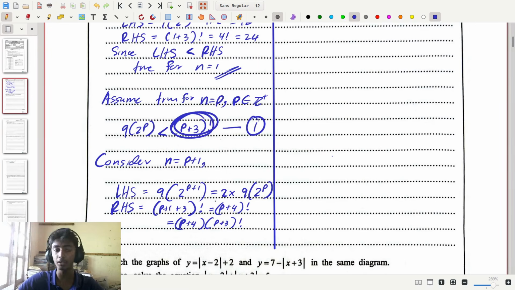Now here we can see that this original inequality part, 9 times 2 to the power of p, is multiplied by another value 2. And similarly, this p plus 3 factorial is multiplied by another value p plus 4.